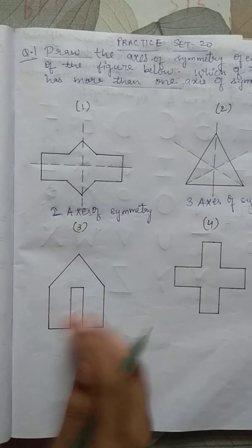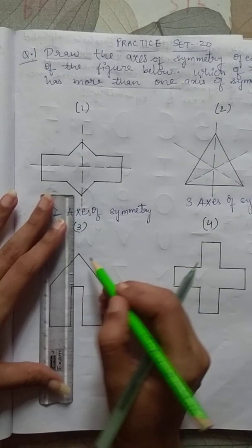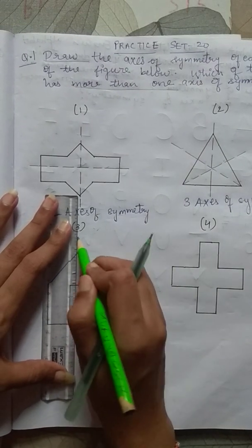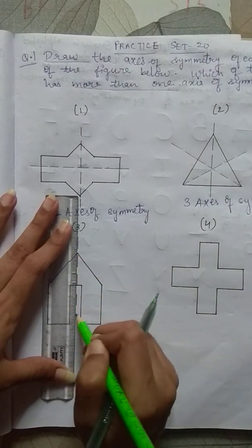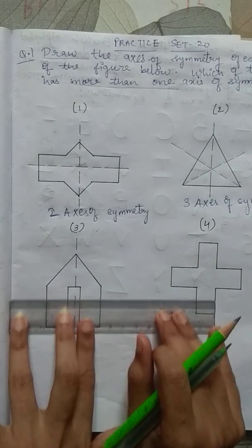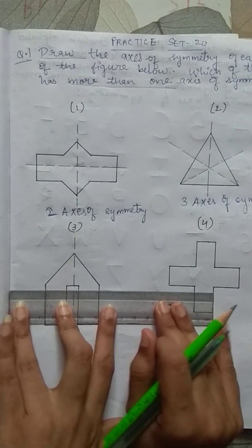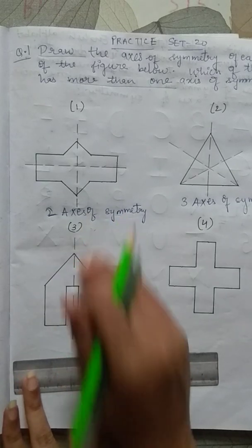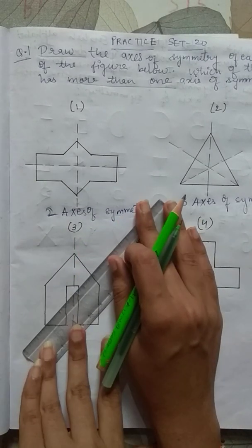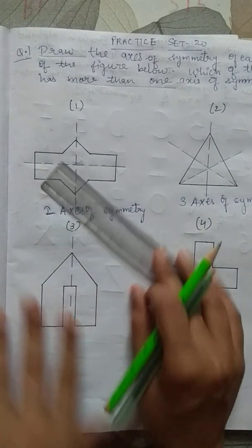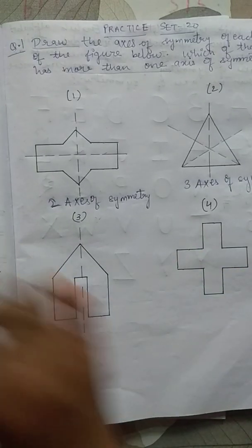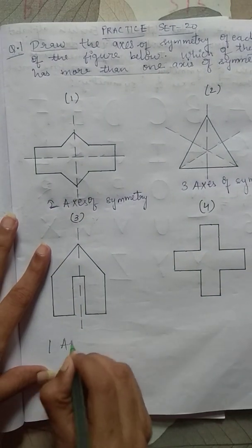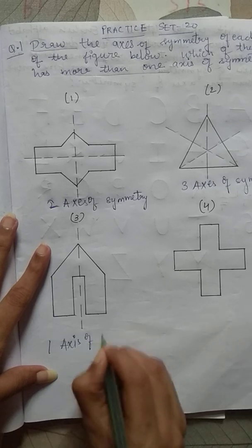Next, in this one, a straight line can be drawn. So we are getting one axis of symmetry. But if we try to draw another in a horizontal way, there are no equal parts, and they won't overlap. In the same way, diagonally we won't get one either. So here only one axis of symmetry.